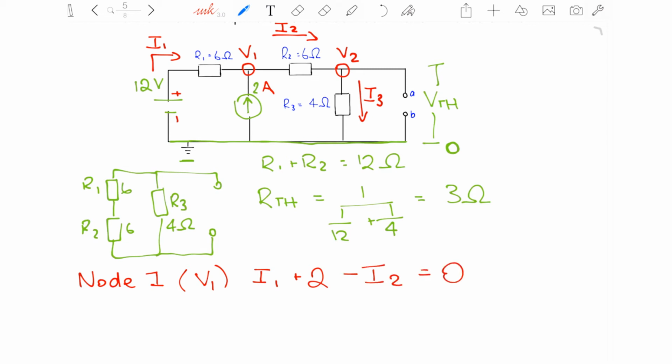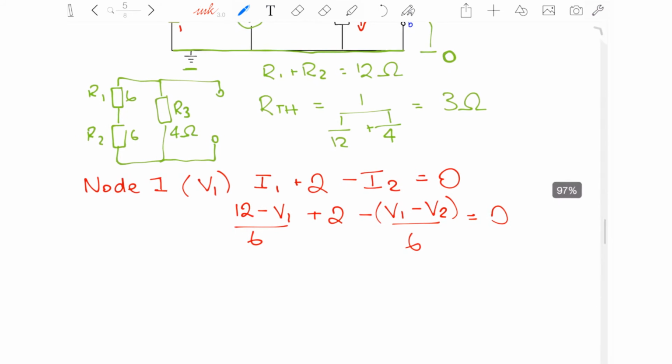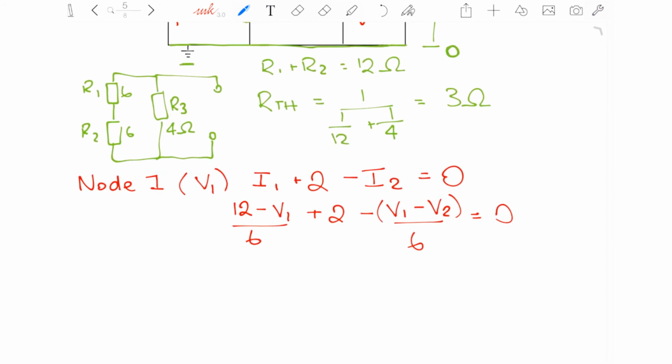Using nodal analysis, we know that it's the 12 volts minus V1 over the resistor here, plus 2, and then this I2 will be equal to V1 minus V2 over this 6 ohm resistor. Take note that this minus becomes a positive if taken out of the brackets. This simplifies to negative V1 over 3 plus V2 over 6 equals negative 4.